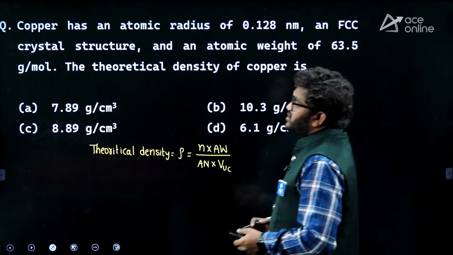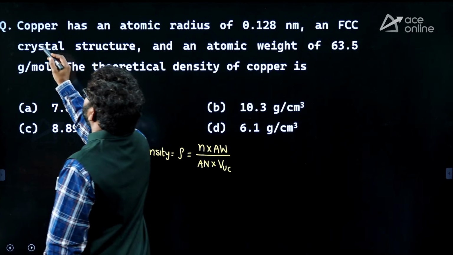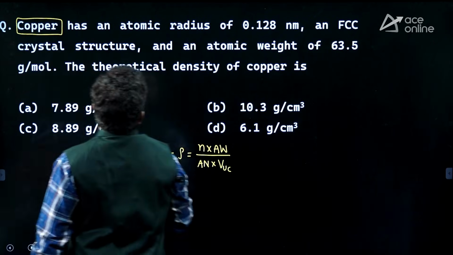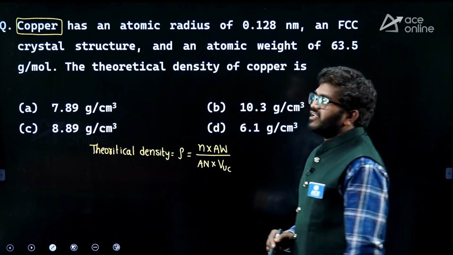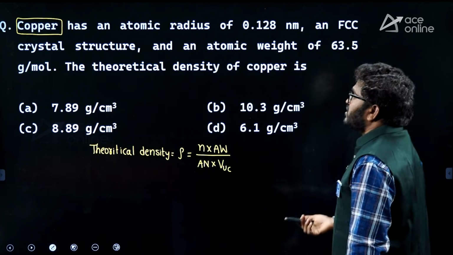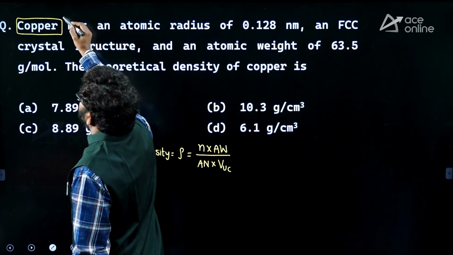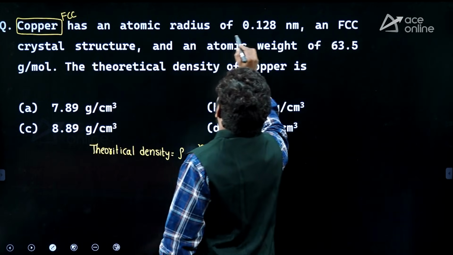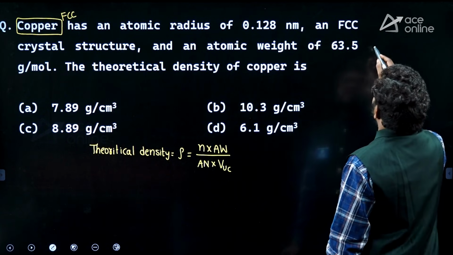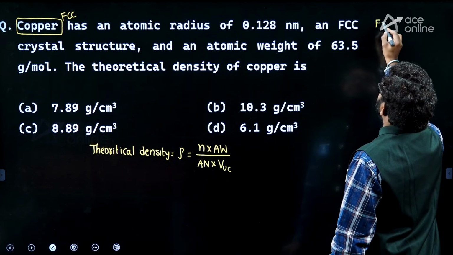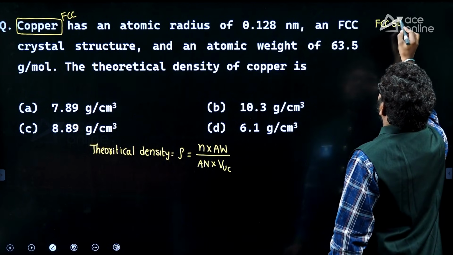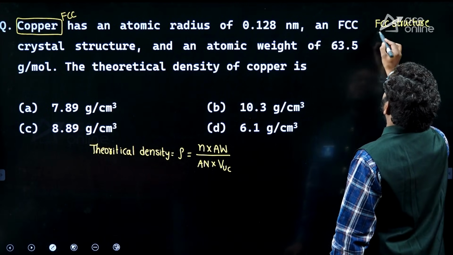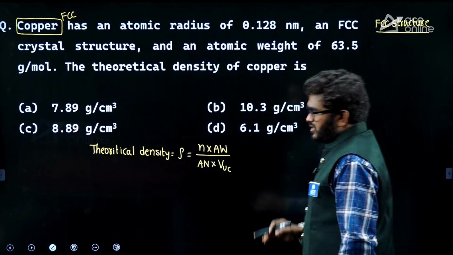Now, we'll read the question here. Copper. Tell me, what is the crystal structure of copper? Anyone knows? It is given in the question itself. It is FCC structure. Copper is FCC structure. Remember, since FCC structure is given, you will get to know some information regarding FCC structure. Then only you can solve this question, otherwise you can't.